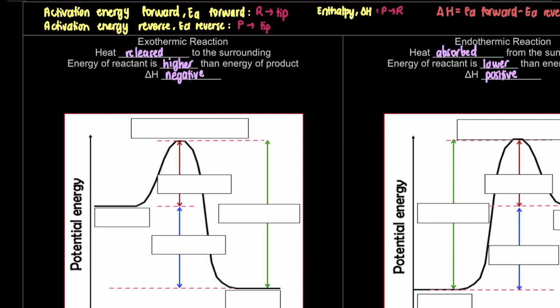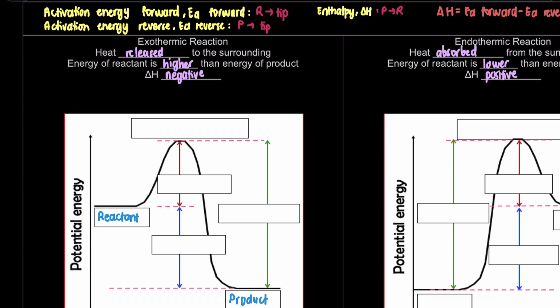Okay, so again we need to have the potential energy as the Y and the x-axis is the progress of reaction. Since this question does not give specifically what is the reactant and what is the product, so I'm just going to label, okay, here is my reactant, and then here is my product. So here, if the question gives specific species, then you have to write down here lah.